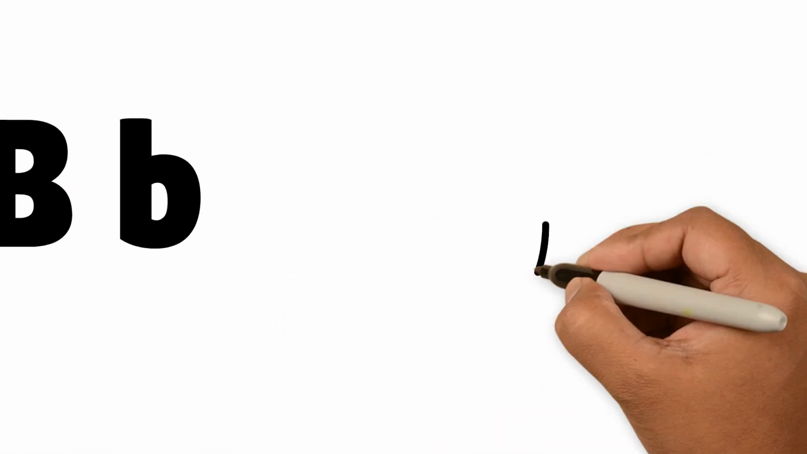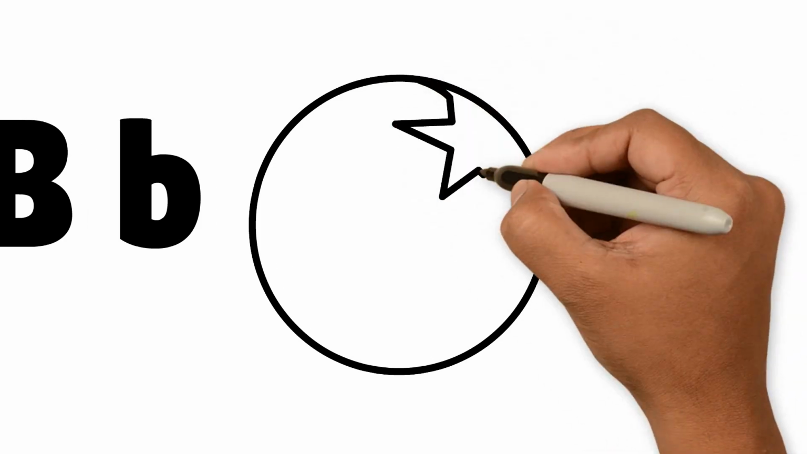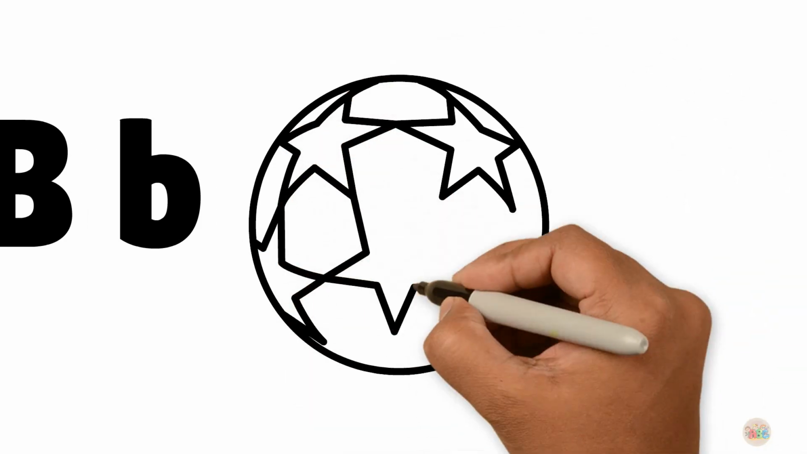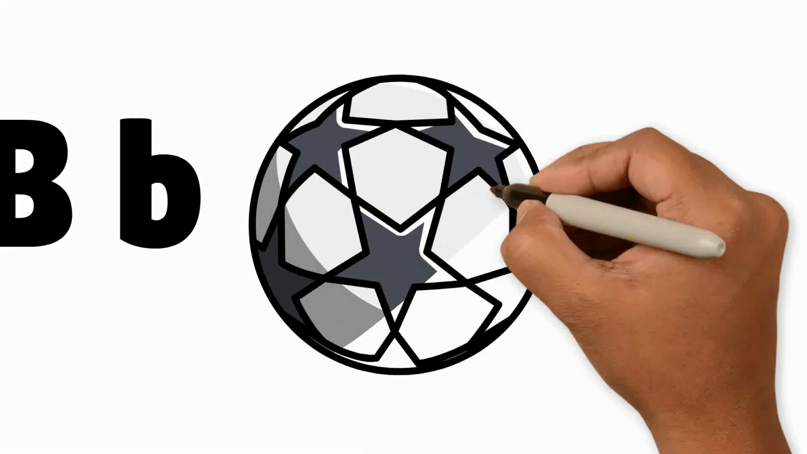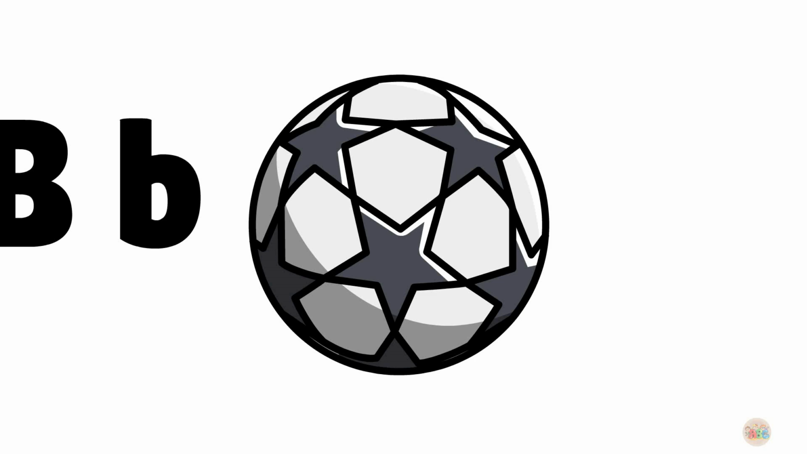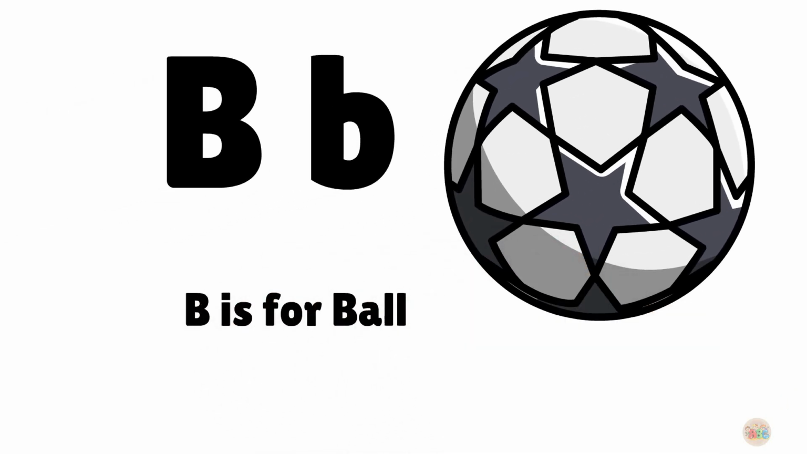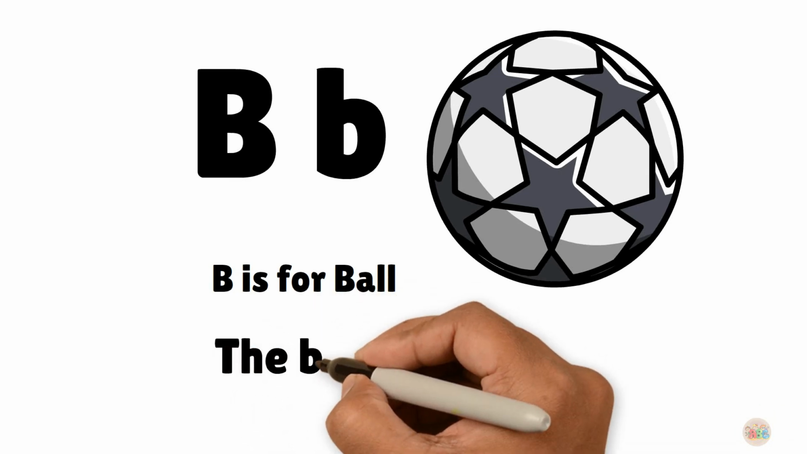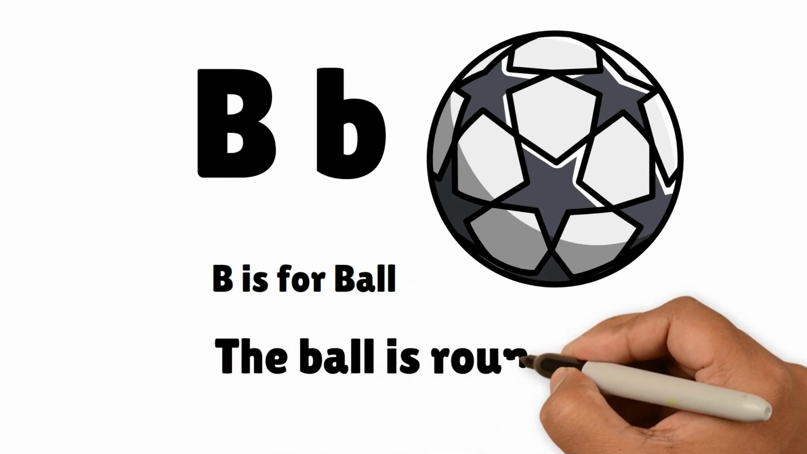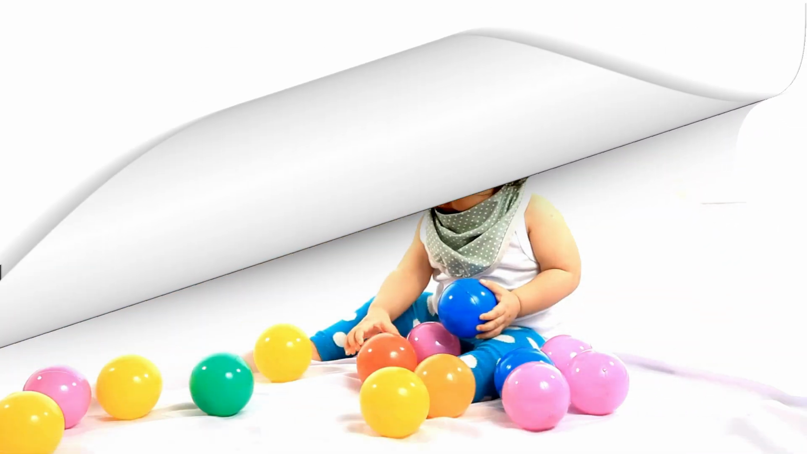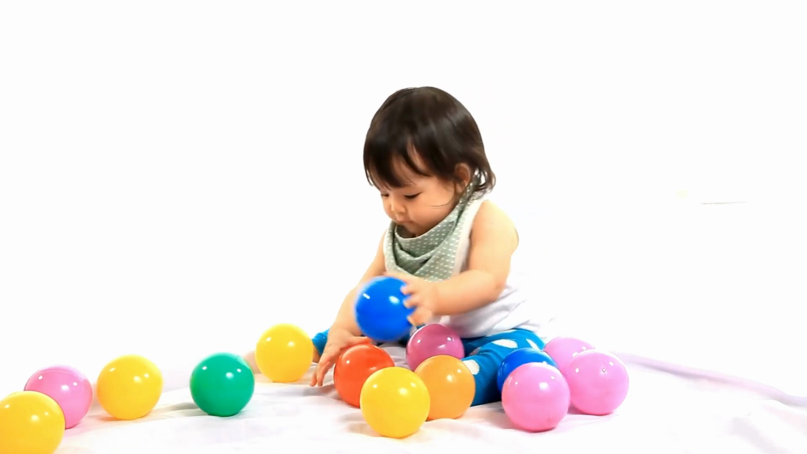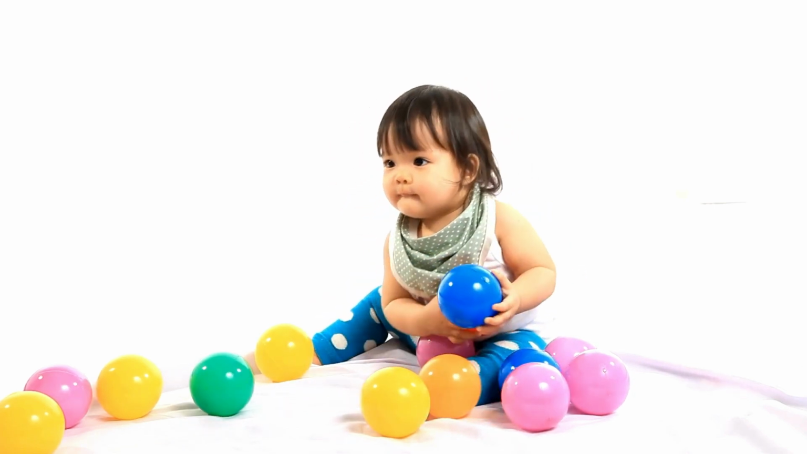Say with me. B. B is for ball. Again say with me. B is for ball. The ball is round. Say with me. Now it's your turn.